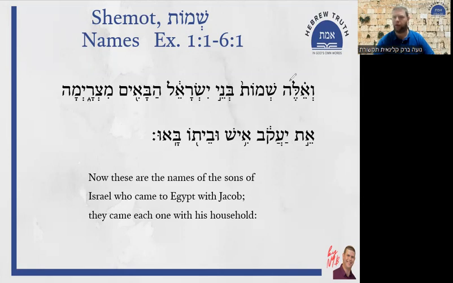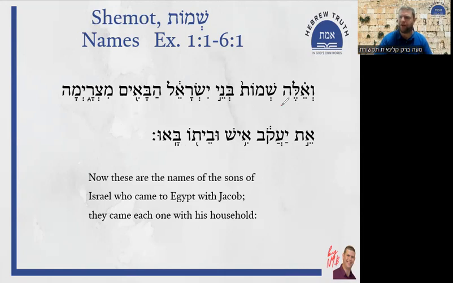And now with the traditional melody: Ve'ele Shemot bnei Yisrael haba'im Mitzrayma et Yaakov ish uveito ba'u.